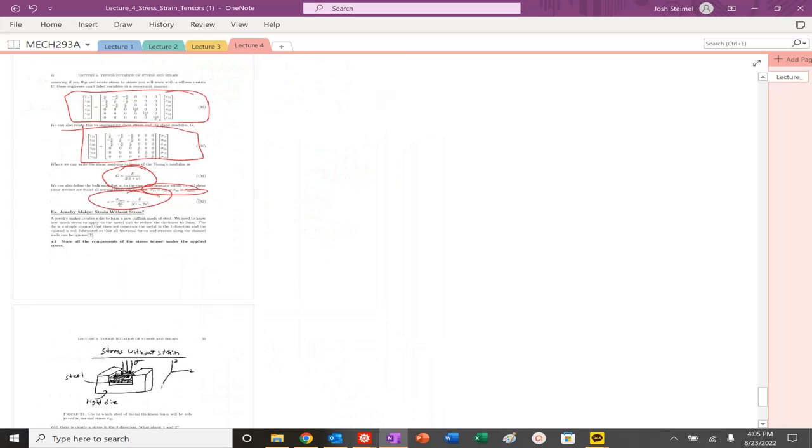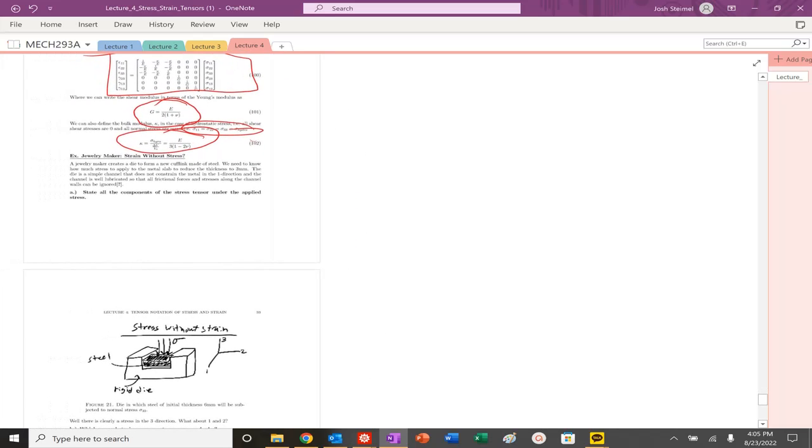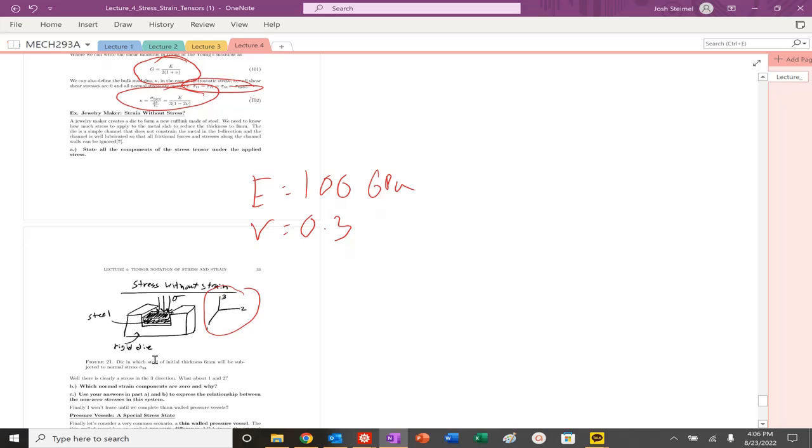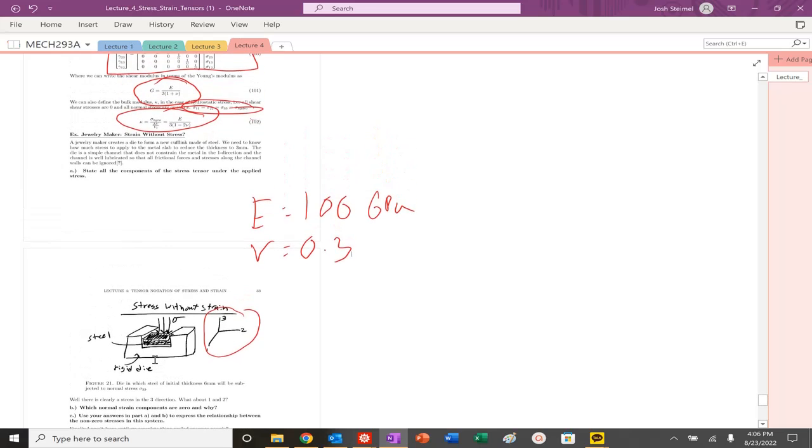So I am working to make a cufflink made of steel. I have my coordinate system here. For steel, I know my Young's modulus should be about 200 GPa for metals, and nu is equal to 0.3. The channel does not constrain the metal in the one direction. It's well lubricated, so frictional forces and stresses along the channel walls can be 0. And I need to write out what all the stress components are here. Let's write out what stresses exist in this system.